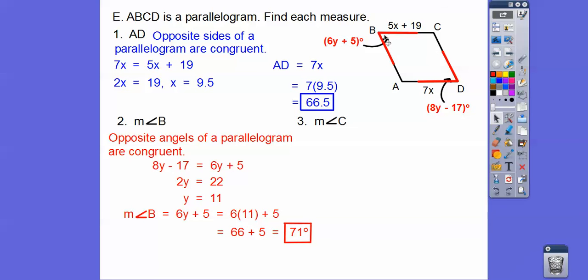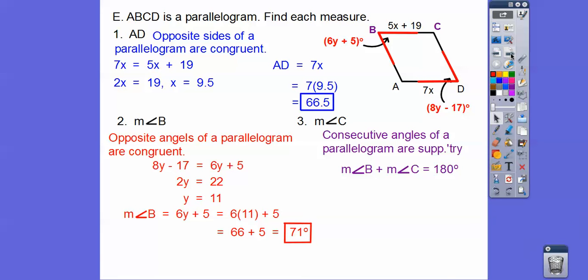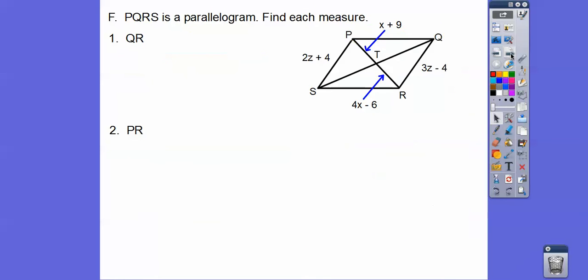So this is 71 right here, so what's this right here? That last theorem we had was that consecutive angles are supplementary, which means 180. So we're going to plug in 71 and subtract that from 180, and we get 109. Okay, let's try another one here. So here's another parallelogram. Find these measures.